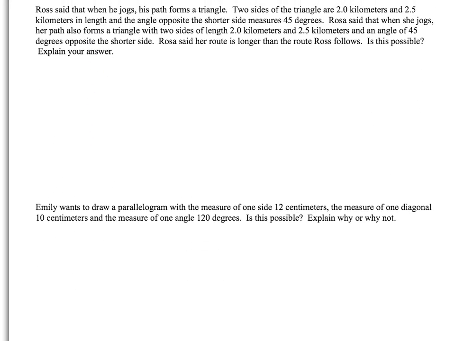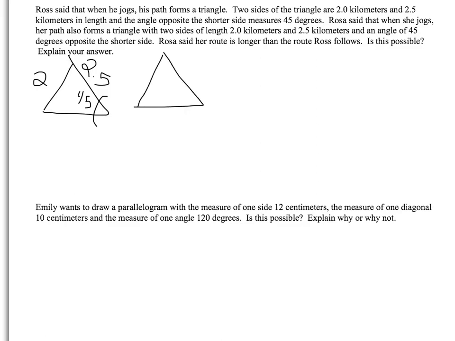Ross says that when he jogs, his path forms a triangle. 2 sides of the triangle are 2 and 2.5 kilometers, and the opposite angle of the shorter side measures 45 degrees. Rosa says that when she jogs, her path also forms a triangle with 2 sides of 2 and 2.5 and an angle of 45 degrees opposite the shorter side. So right now their triangles look the same. It wants to know, Rosa says her route is longer. Is it possible? So Rosa's saying that this side for her is bigger than Ross's side for him.